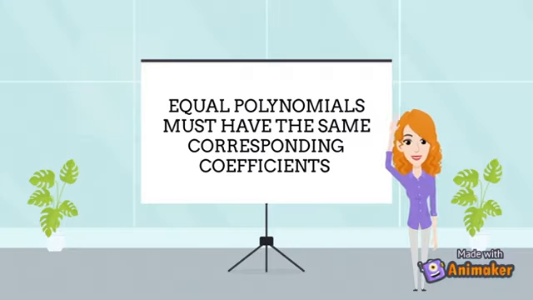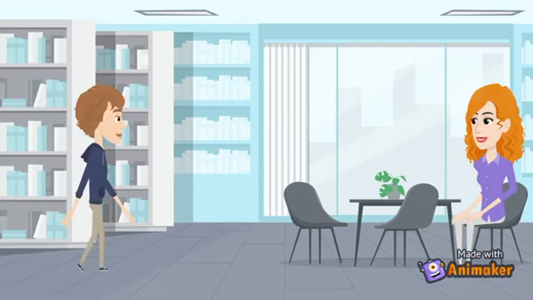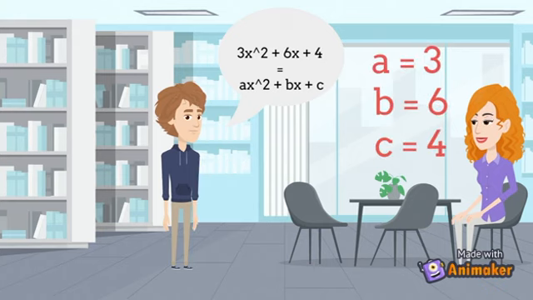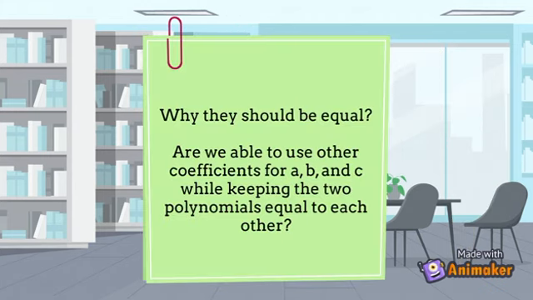Hi, you must have heard of the fact that equal polynomials must have the same corresponding coefficients. For example, if someone tells you that a polynomial 3x squared plus 6x plus 4 is equal to another one, ax squared plus bx plus c, it implies that a equals 3, b equals 6, and c equals 4. But why should they be equal?